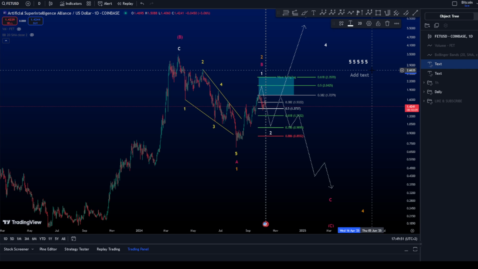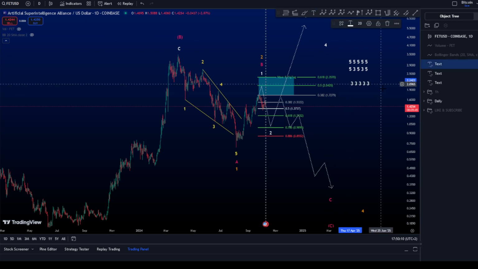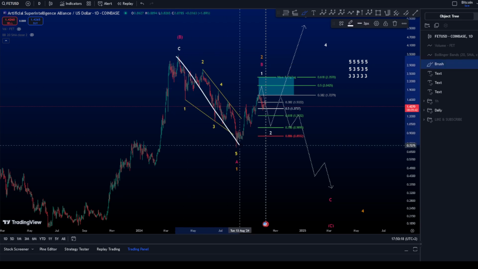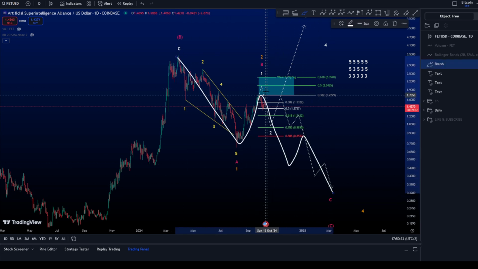Normally, there are 2 structures of contracting diagonal. That is 5, 3, 5, 3, and 5, where you can see, of course, an impulse, a zigzag, impulse, zigzag, and impulse. Another structure for a diagonal could be all of them as zigzags, 3, 3, 3, 3, 3. So in this case scenario, when you see both 1 and 2 as a 5, 5, 5, that means you want to see 3, 4, 5 impulsive waves towards the downside.